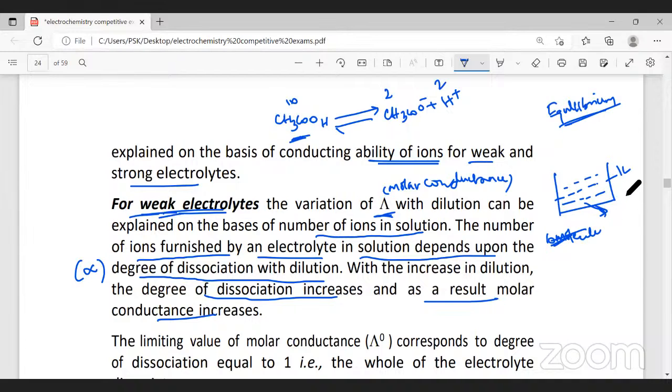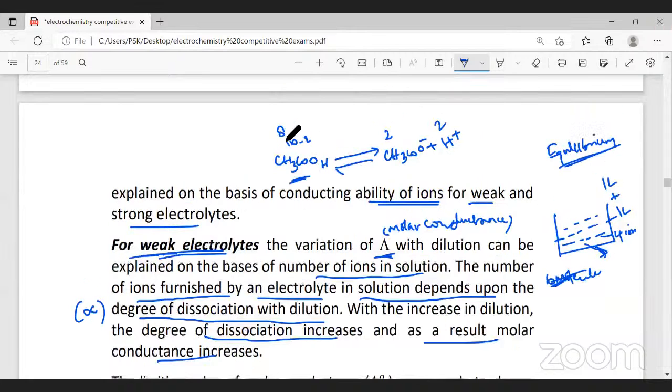Now, I add 1 more liter of water. That means I'm diluting the solution. When I add 1 more liter of water, what happens? 8 was there here. From this 8, 2 more dissociate. So you'll get 2 plus 2, plus 4. Totally, how many ions will there be now?